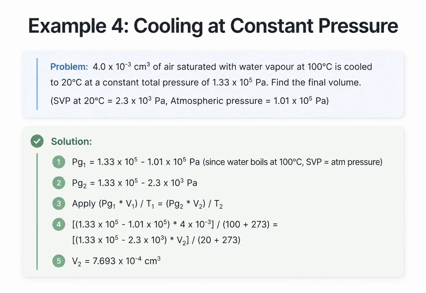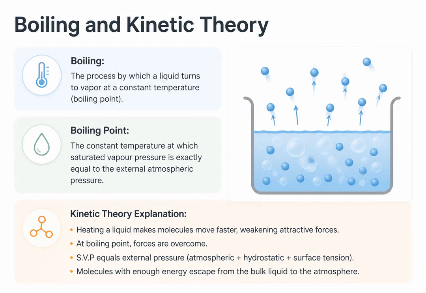Plugging these partial pressures, the initial volume, and the Kelvin temperatures into the combined gas law allows us to isolate and solve for the final volume. Moving from vapors to phase changes, let us examine boiling. Boiling is the process where a liquid turns into a vapor at a specific constant temperature.